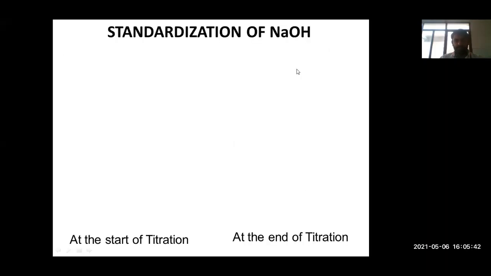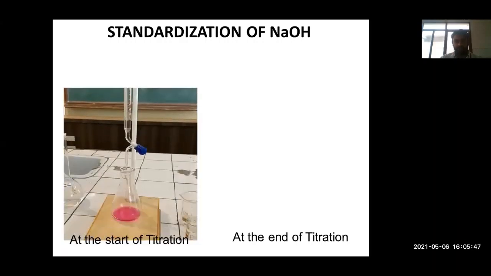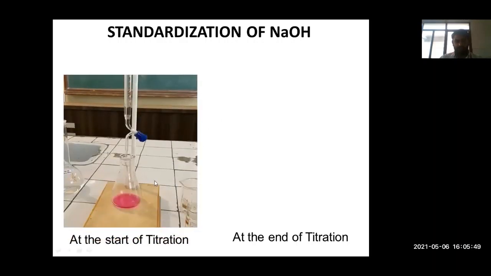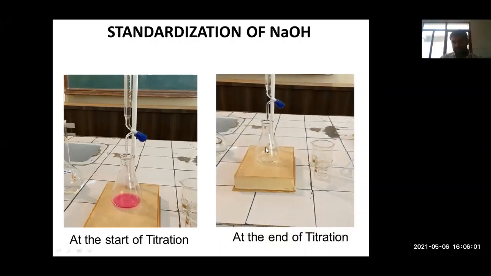So these are the observations obtained during the standardization of sodium hydroxide solution. At the start of the titration, we put NaOH solution into the titration flask and added phenolphthalein as indicator, and the solution was pink in color. After the titration, the solution turns colorless. That was the end, and we have taken 3 concurrent readings.